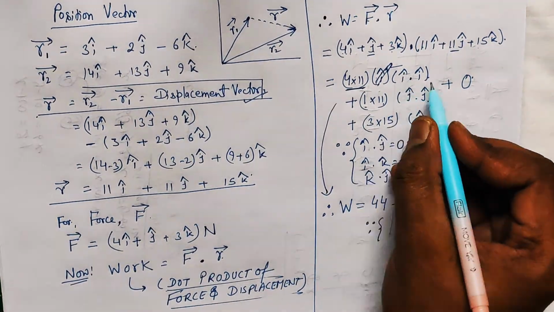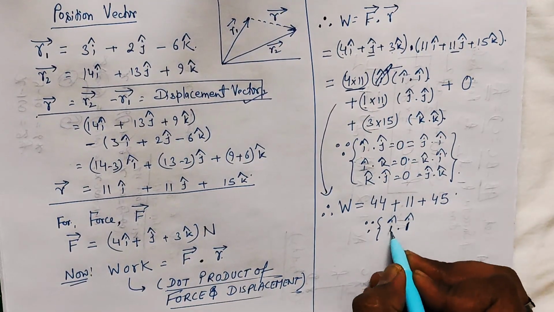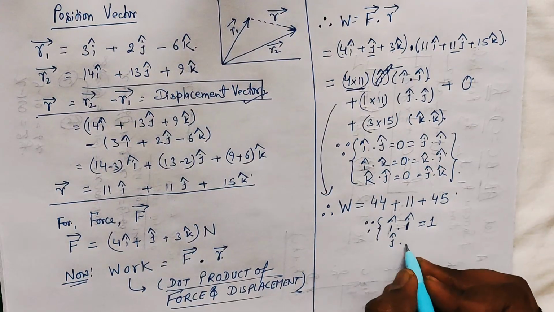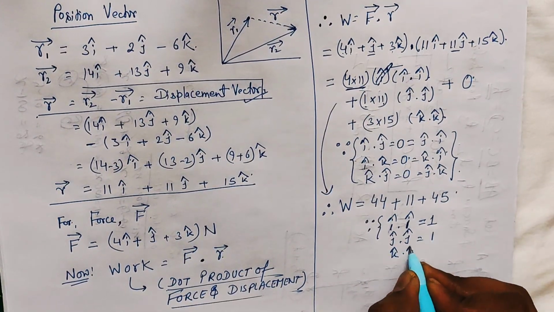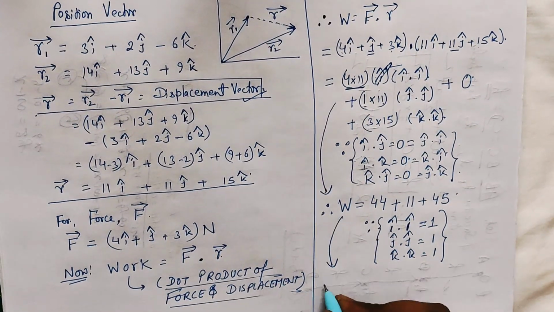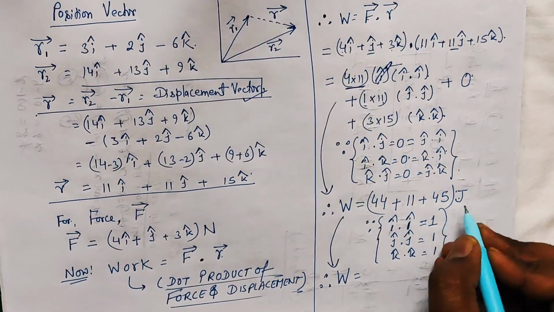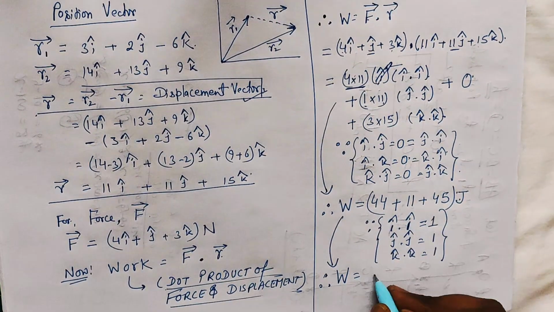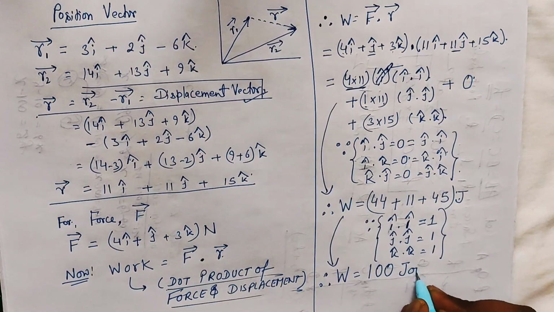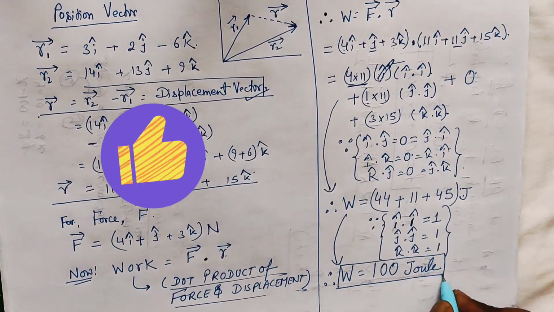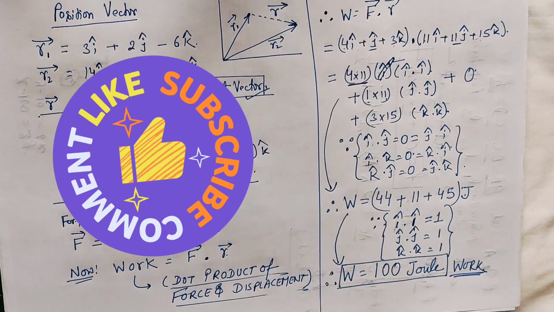the others are 0. Now the work is 44 plus 11 plus 45, that is 100 joule. Here the dot product of i and i is 1, j and j is 1, and k and k is 1, because the angle of 0 degrees is found between the same vectors, right? And in a dot product the cos theta is coming, and cos of 0 is 1. So total work is 100.